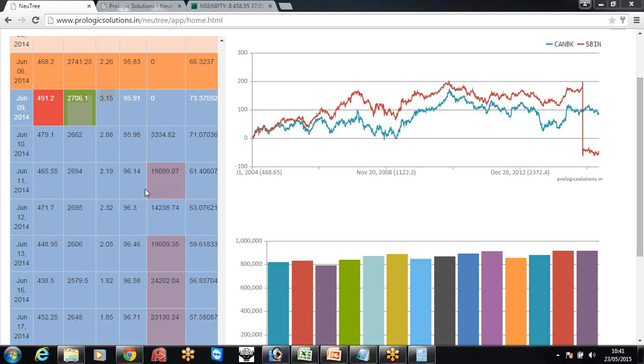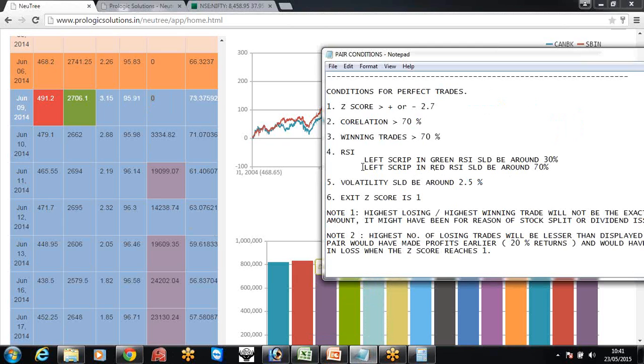So here, I'll just come back. This 3.15 is your z-score, which should have been actually 2.7 and above. 95% is a correlation, perfect, that is zero. And when your left script is in red, your RSI should be 70%. In this case, it's perfect, 73%.